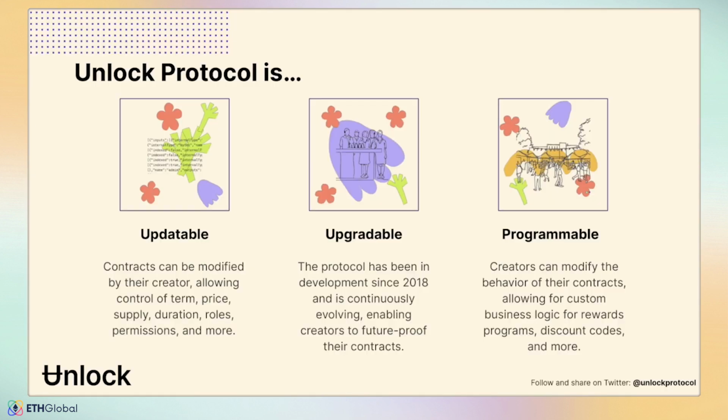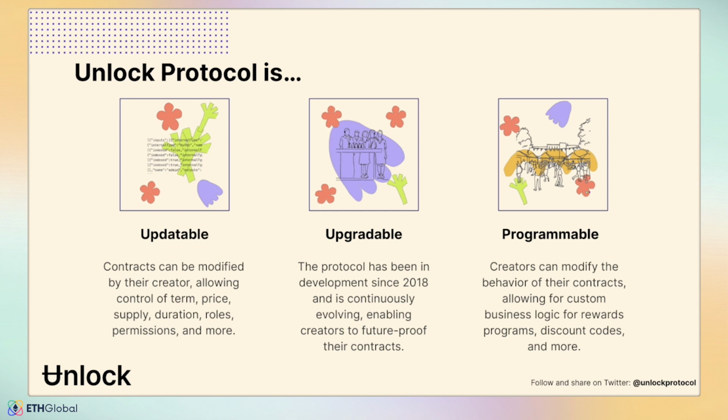For example, the price of the membership might increase, and that is something that is supported natively by Unlock as well. Specifically, Unlock's contracts are updatable. You can change the name of the contract, the price of the membership, the duration of the membership, the supply, the number of memberships that there could be. You can also change a specific membership.